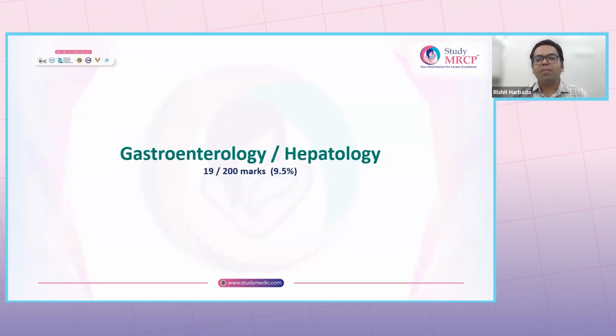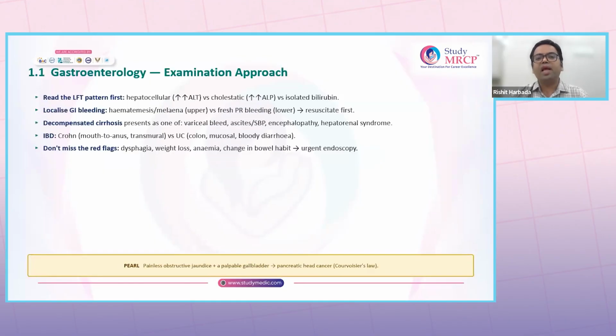Now, the first topic is gastroenterology or hepatology. As I said, it has approximately 19 questions. It's not fixed, it can be plus or minus 2. The roadmap or approach today will be that first we will try to interpret LFT patterns. We cannot cover everything in the next 1 hour, but important exam-related questions will be covered from here.